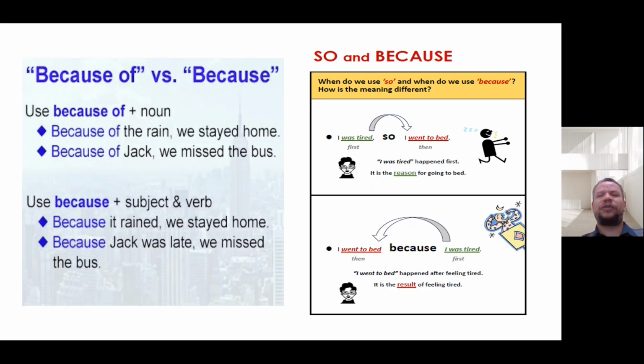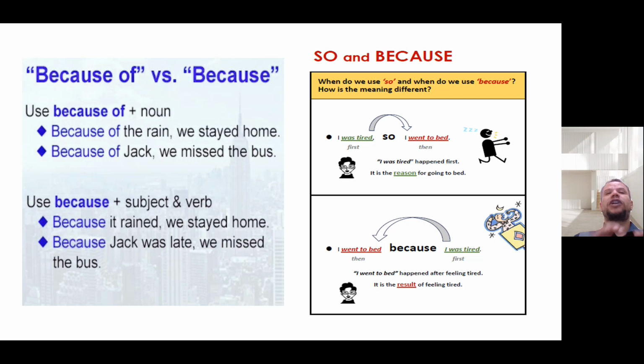One, be careful of the differences between because and because of. Because of, yes. Use because of plus a noun: because of reading, because of your work, because of the school, because of the teacher, noun. Because of Jack, because of the rain, we stayed home. Because of Jack, we missed.